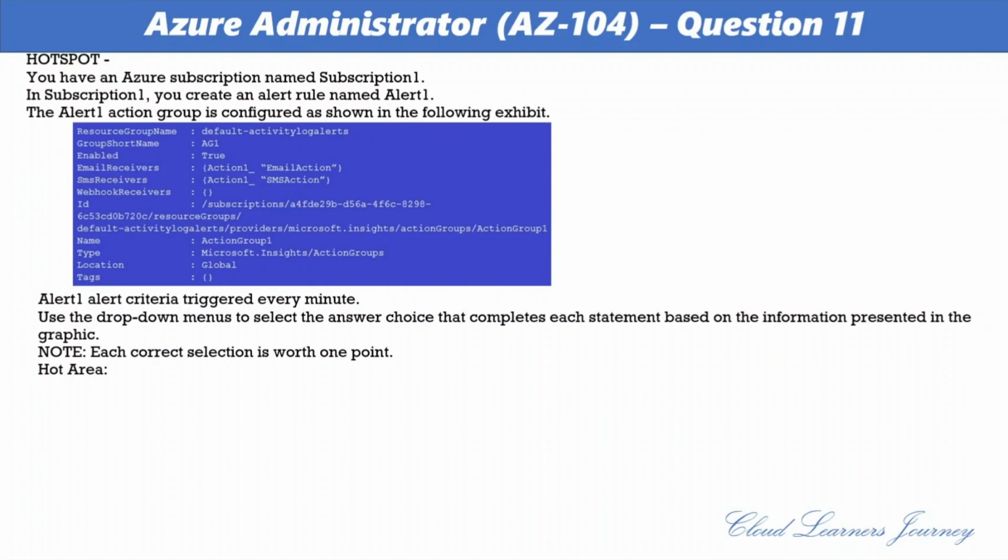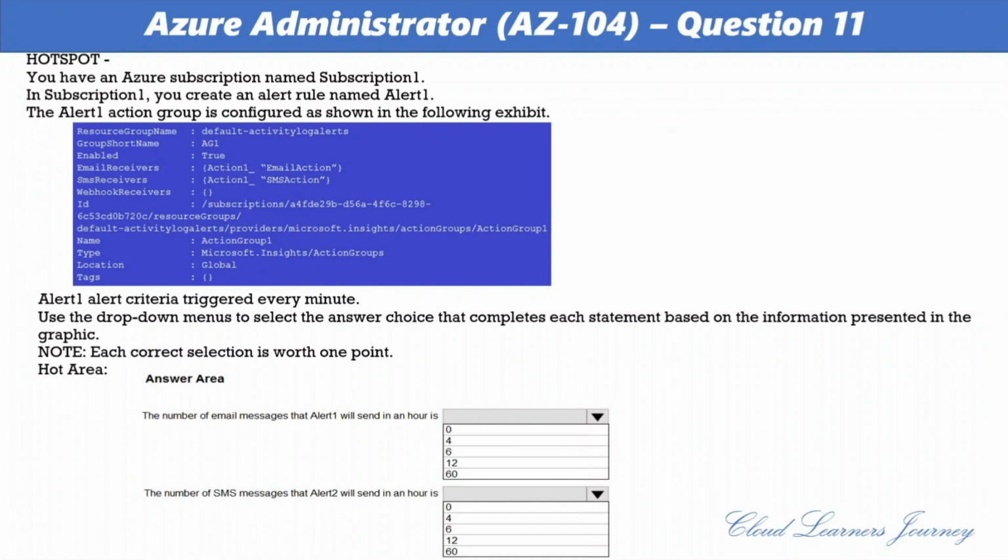Use the drop-down menus to select the answer choice that completes each statement based on the information presented in the graphic. In the answer area for the first one, the number of email messages that alert 1 will send in an hour is 60.